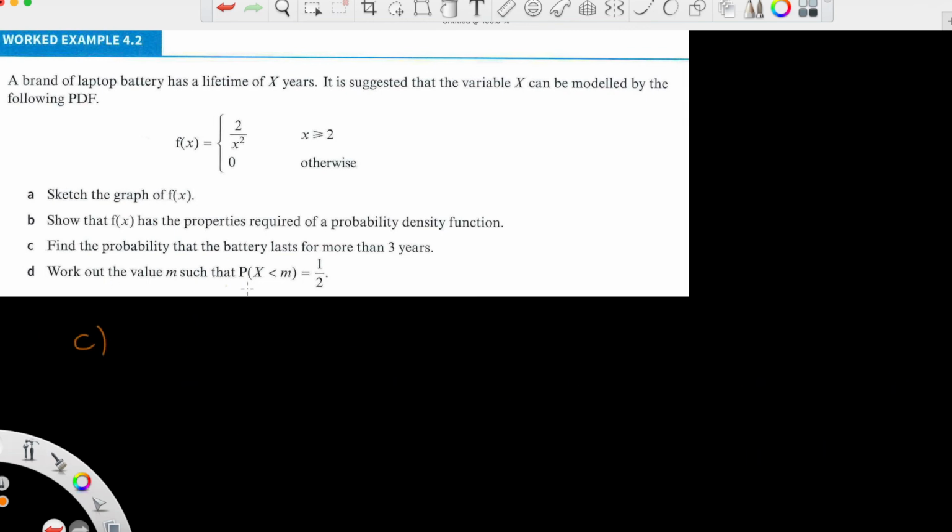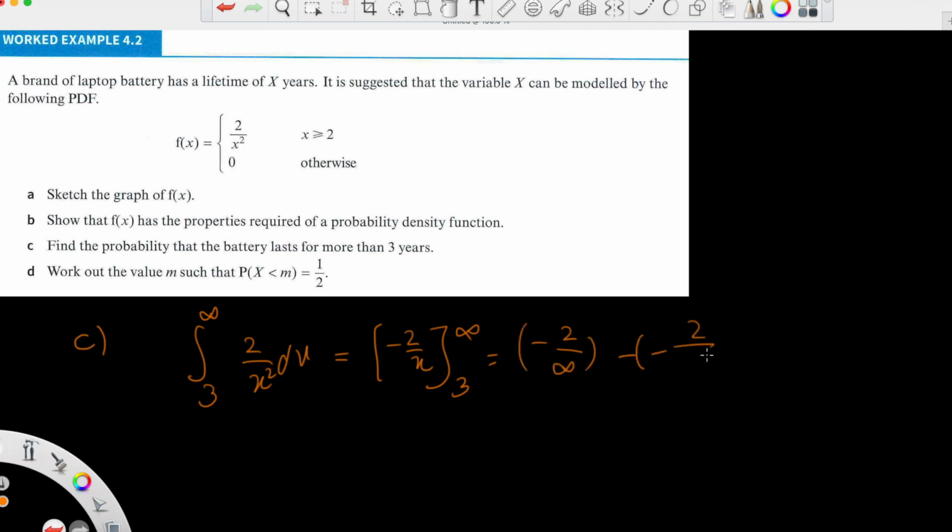Part C, you are supposed to find the probability that the battery lasts for more than 3 years. So the integration from 3 to infinity of 2 over x squared dx must be calculated. The antiderivative of 2 over x squared is negative 2 over x from 3 to infinity. So it will be negative 2 over infinity minus negative 2 over 3, giving you an answer of positive 2 over 3 as the answer for the third part.